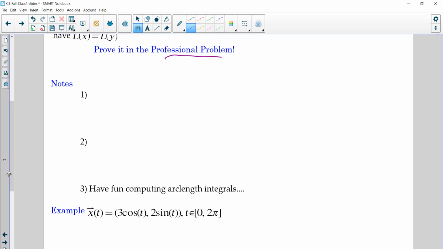All right, some other notes. First, it's a little bit of notation here. Whenever we are computing arc length, we actually say it's the arc length of a curve C. But in practice, when we're computing it, we compute it as the arc length of our parameterization for that curve, right? So just a heads up on that.